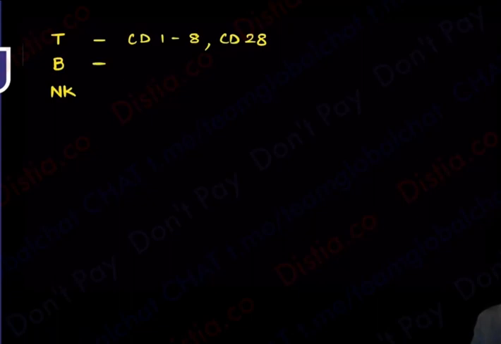B cells are 10s, 20s, 40s. So 10s means it is CD10. 20s means starting from 19, 20, 21, 22, 23, and also going to be CD40. So simple: 10s, 20s, 40s, keep doubling.